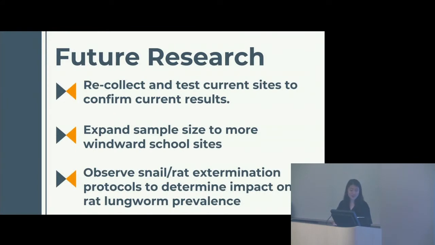Okay, so for future research, I would definitely love to recollect and test my current sites to confirm those results, as well as more accurately map out the snail species distribution and rat lungworm prevalence of the different schools. I also hope to expand my sample size. Of course, as I mentioned earlier, it would help to better map out a larger area of Oahu rather than just the 2 or 3 schools that I did in this research. And it would also decrease the amount of error. And finally, I'd hope to observe different snail and rat extermination protocols and see if the elimination of the hosts of this rat lungworm would decrease the prevalence of it around Oahu.